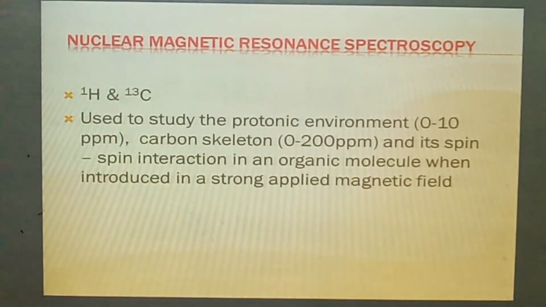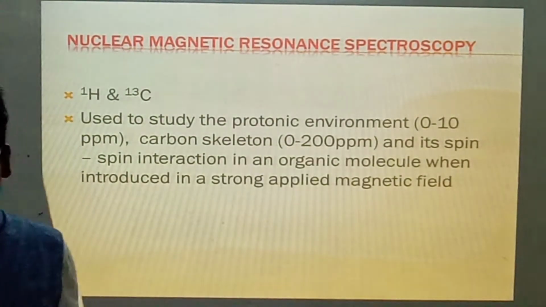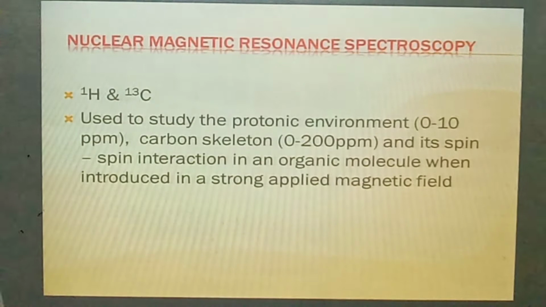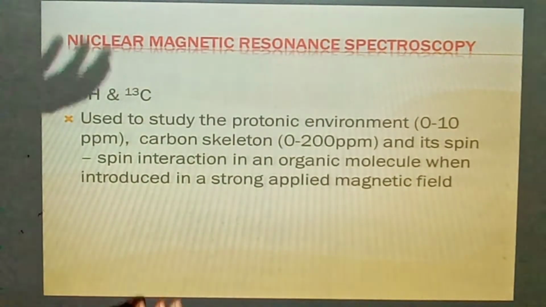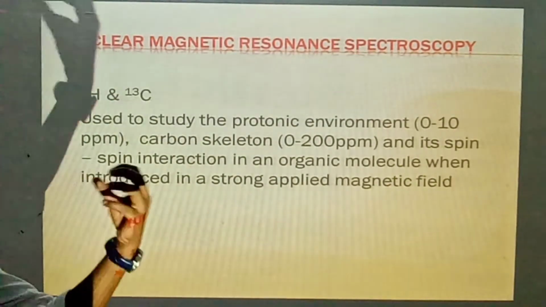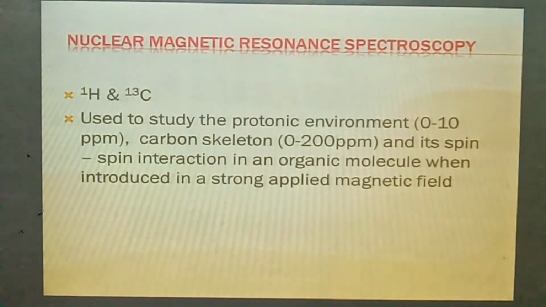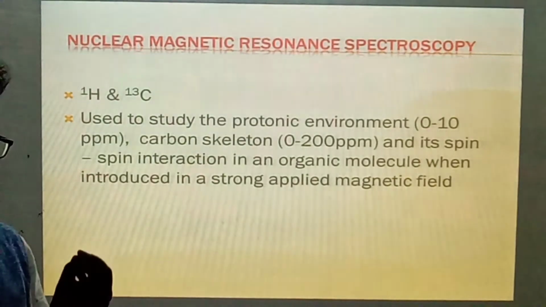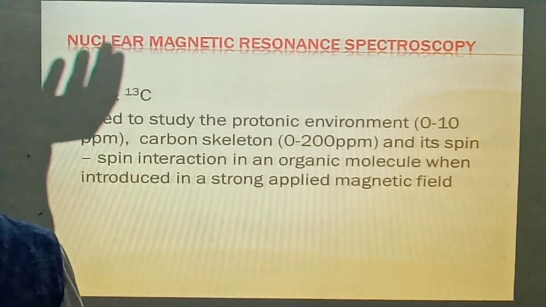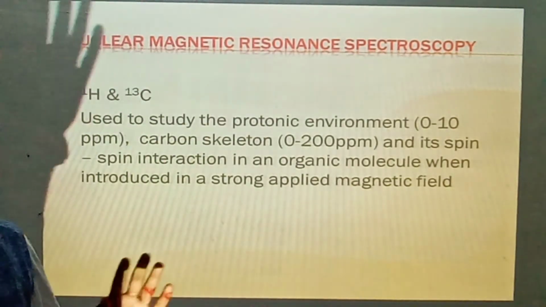First, let me understand. The title itself is telling us the meaning of this spectroscopy: nuclear magnetic resonance. Previously, UV spectra worked at the electronic excitation level, and next to that, we saw infrared radiation, where it is at the bond vibrational level of study.